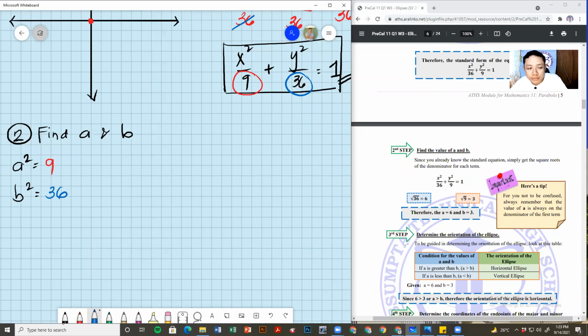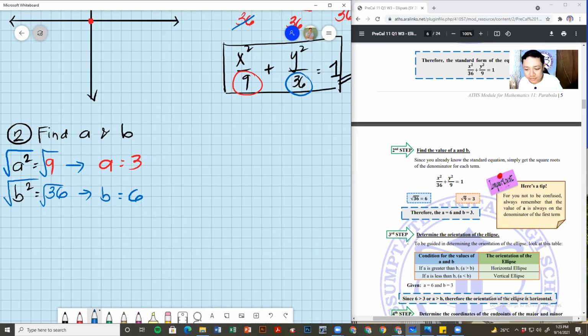We are only looking for A and B. Therefore, for us to get them, since we have squares here, all we need to do is get the square root of both sides. So A is equal to the square root of 9, which is 3. And for B, the square root of 36 is 6. So we now have A and B.